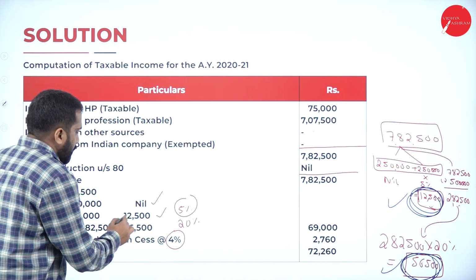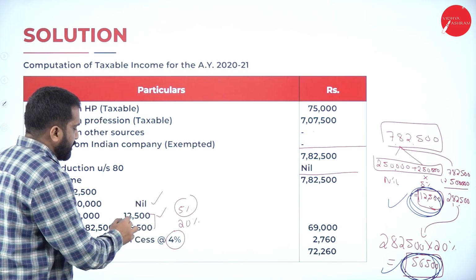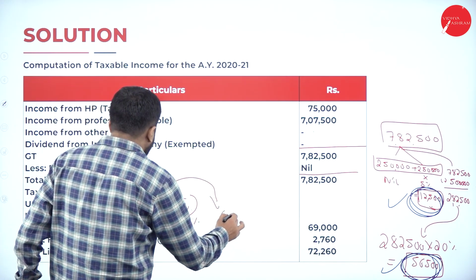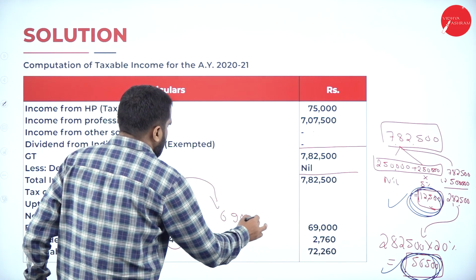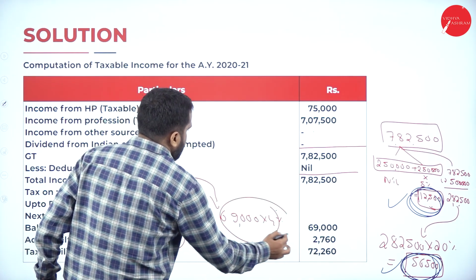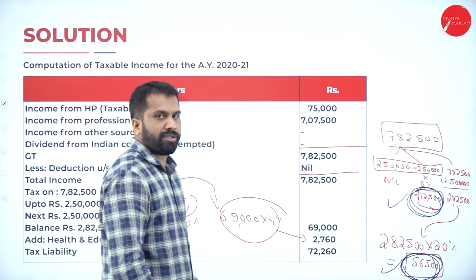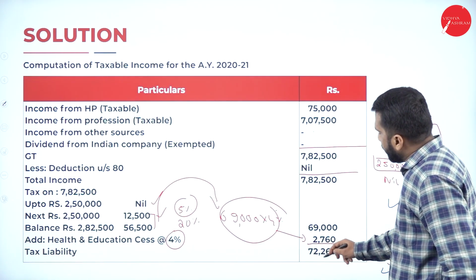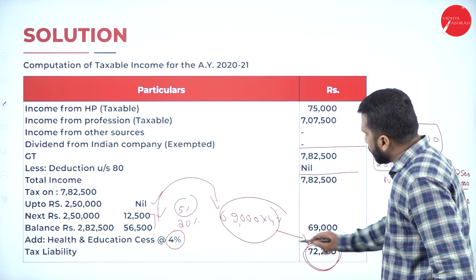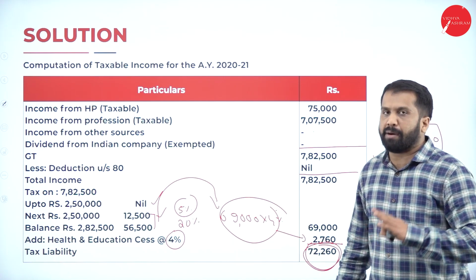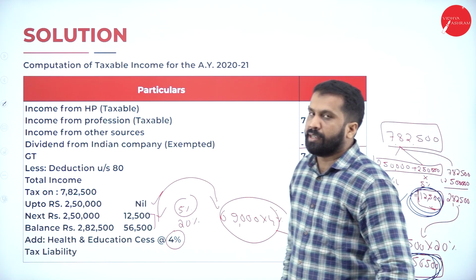Now, 12,500 plus 56,500, how much is it? This is around 69,000 multiplied with 4%. This will be 2,760. Hope you are clear. What is the total taxable value? 72,260 is your total taxable value. Almost 75% we have completed. What is the next procedure?